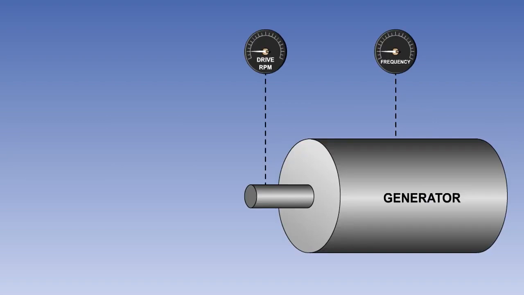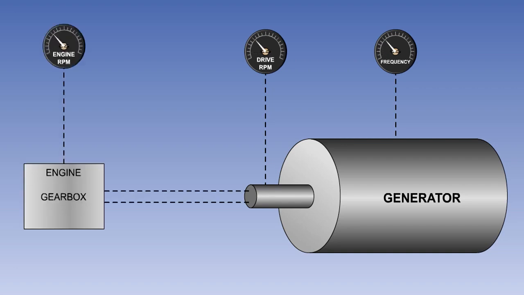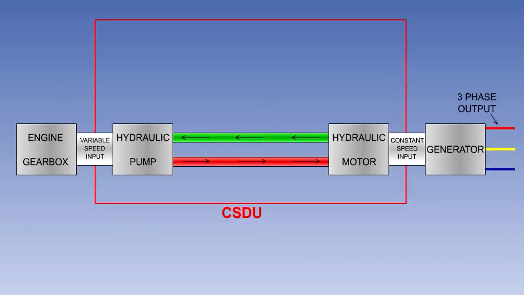If an AC generator can be driven at a constant speed, then the output frequency will be constant. Driving the engine at a constant speed is not usually a practical proposition, so a device is required to keep the speed of the alternator constant, irrespective of the engine speed. The component used to do this is known as a constant speed drive unit, or CSDU. This is often shortened to CSD.